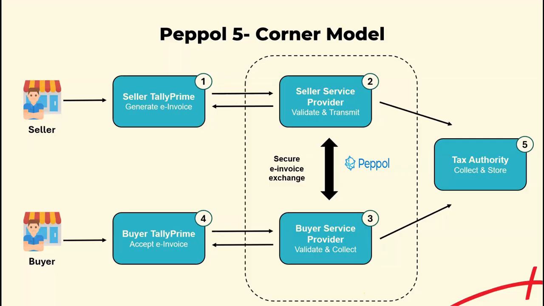Corner 3 means the buyer will also have an ASP. So the buyer ASP will do the validation once again. Then once the buyer ASP approves it, yes, everything is okay, it will move to corner 4, where the buyer will see, verify and approve that everything is okay. Like this is the purchase I did, and the invoice amount, tax amount, quantity and all the items are okay.